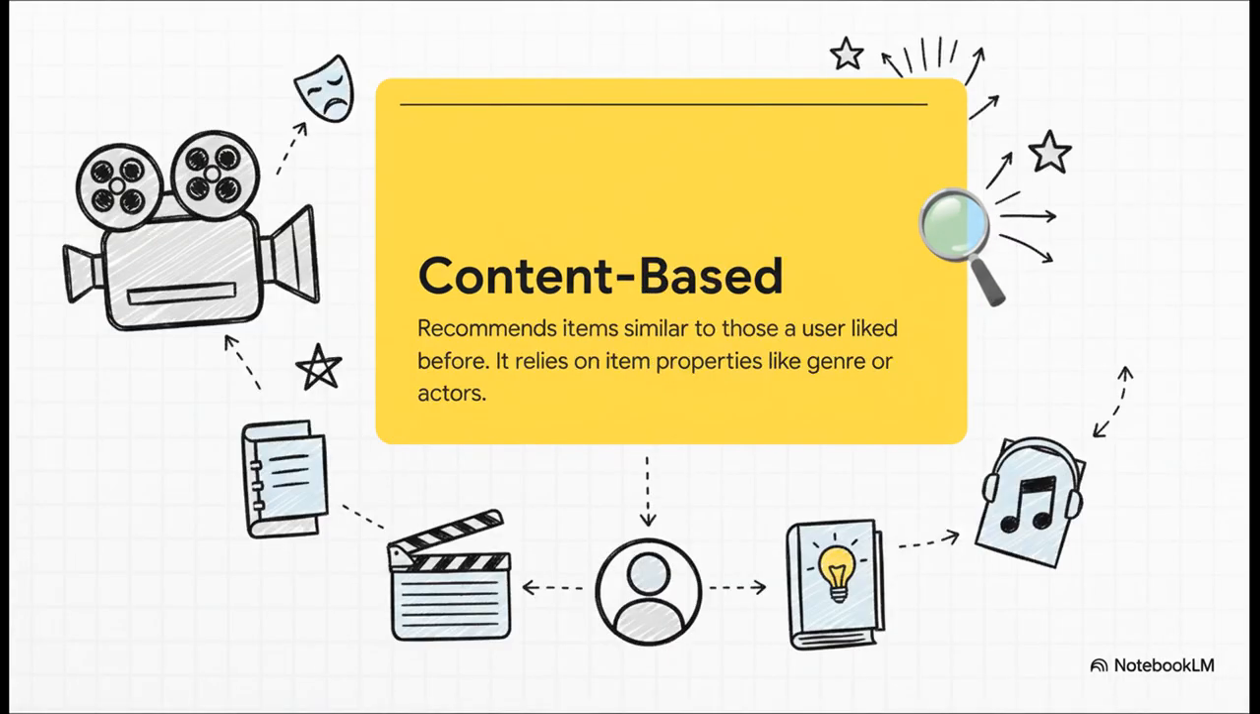The second big approach is content-based recommendation. This is the "because you watched" model. Now, instead of looking at other people, this system looks at the items themselves. It builds a profile of your tastes based on the features of things you've already liked. The genre, the director, the actors. Then it just goes out and finds other items that have similar features.